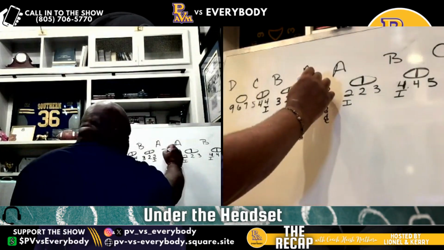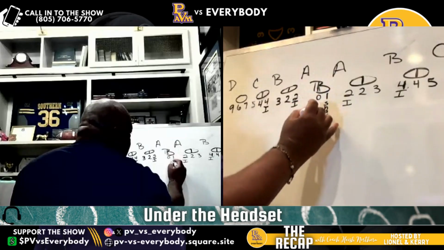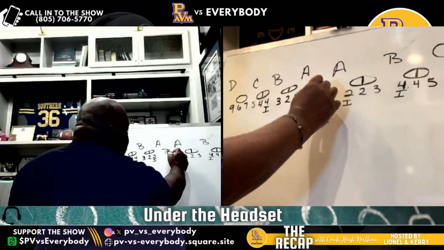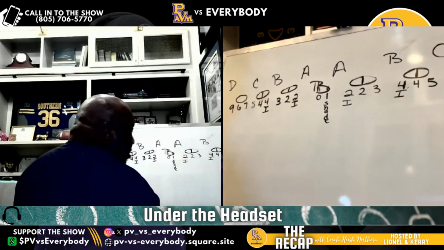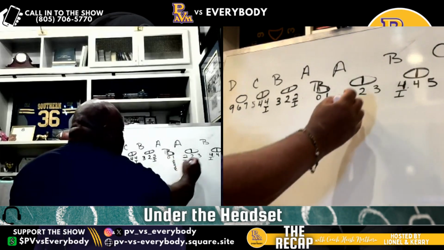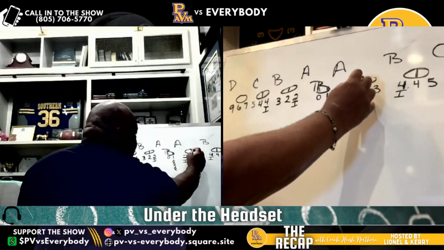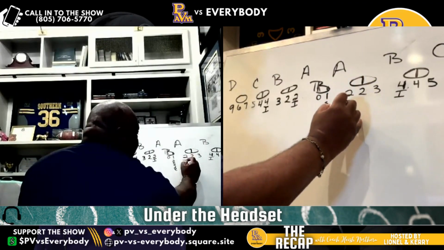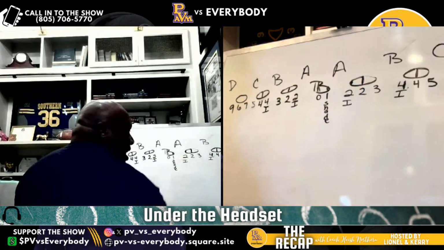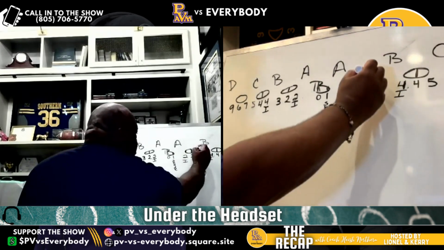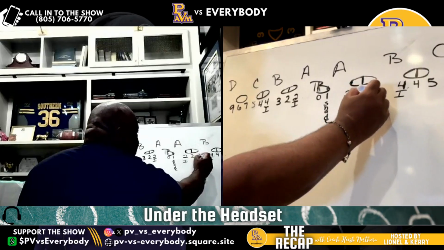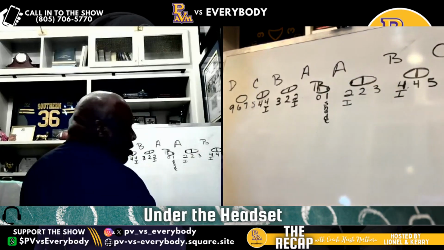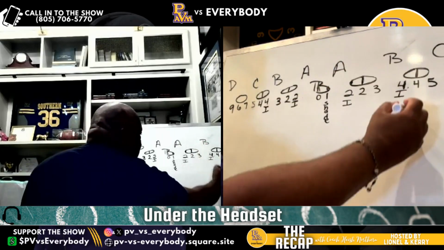So you got your nose guard, we call that a 0. If he's shaded on the center, we call that a shade or 1. On the guard, head up is a 2. 2-eye means he's shaded on the inside shoulder of the guard. This is what most people call a 3 technique. So that's the outside shoulder of the guard. He's responsible for the B gap.